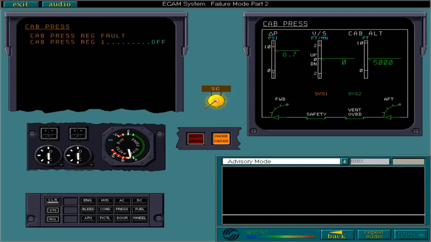Now the cabin differential pressure has increased another point and has reached its upper limit. The single chime is heard and the master caution push button lights. Now we have a level 2 failure and we're in failure mode. We'll learn more about this in the next topic.